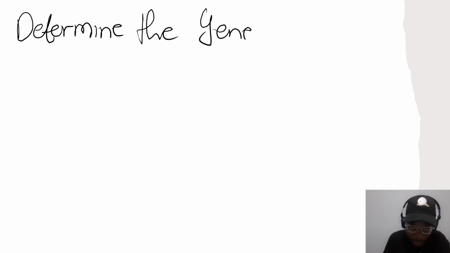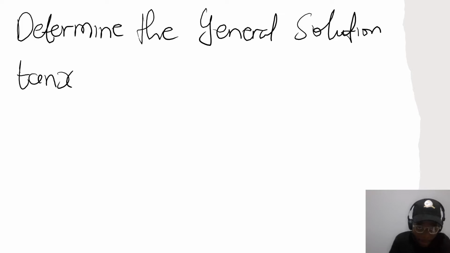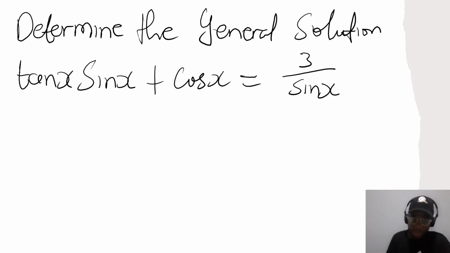They say determine the general solution. Determine the general solution. The question says, tan x multiplied by sine x plus cos x equals 3 divided by sine x. This is our general solution.